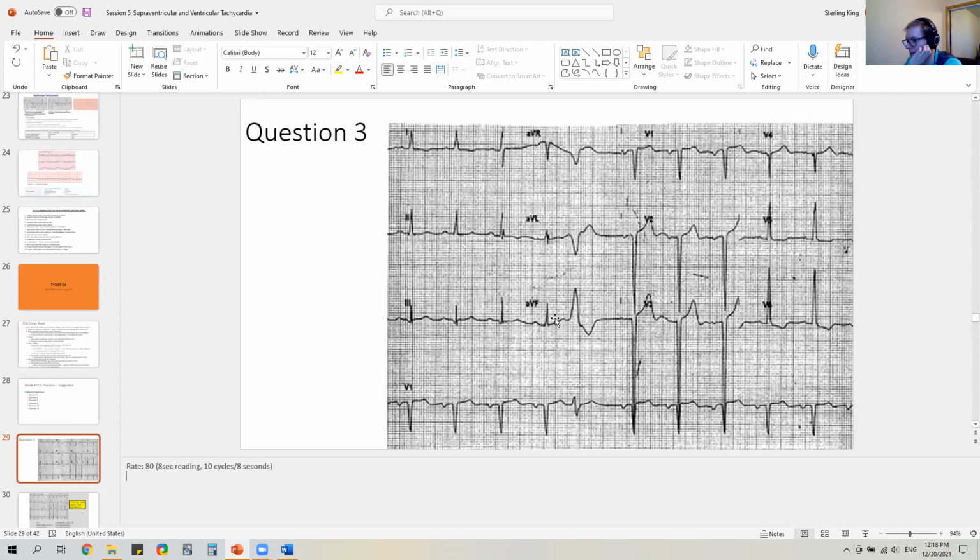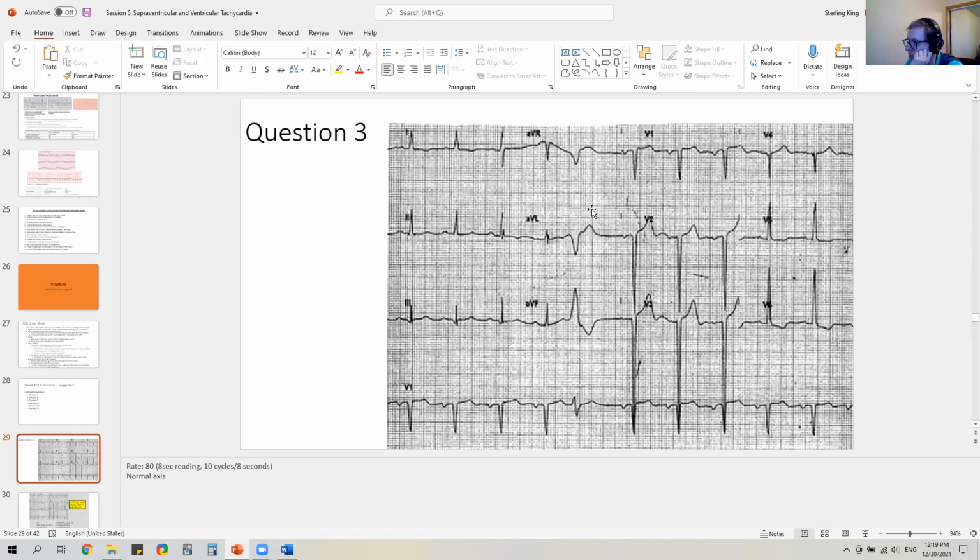I'm just going to keep going here. Lead 1 and aVF are both pointing up, so we're good to go. Normal axis. So then we're going to be looking at rate, axis, rhythm. So it looks like P, QRS, T, P, P. This one's a little bit abnormal.